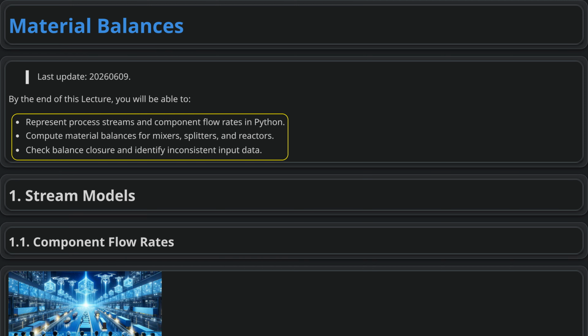By the end of this lecture, you will be able to represent process streams and component flow rates in Python, compute material balances for mixers, splitters, and reactors, and check balance closure and identify inconsistent input data.